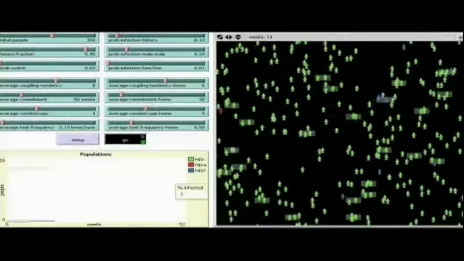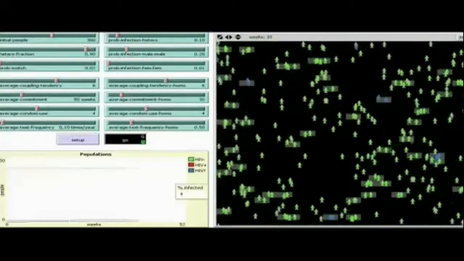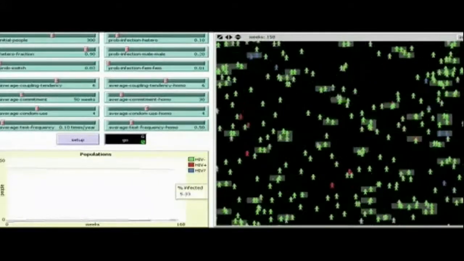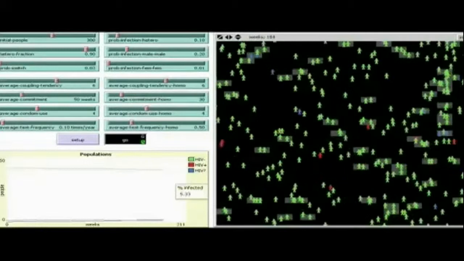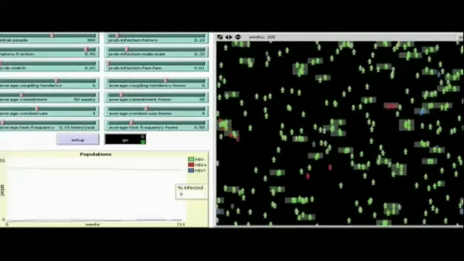The AIDS model was kind of different modeling motivations, if you will. There is, in the models library of NetLogo, an HIV transmission model. They, as a lot of people do, looked at that model and said, well, that's interesting, but it's very simplistic. It's too simplistic.